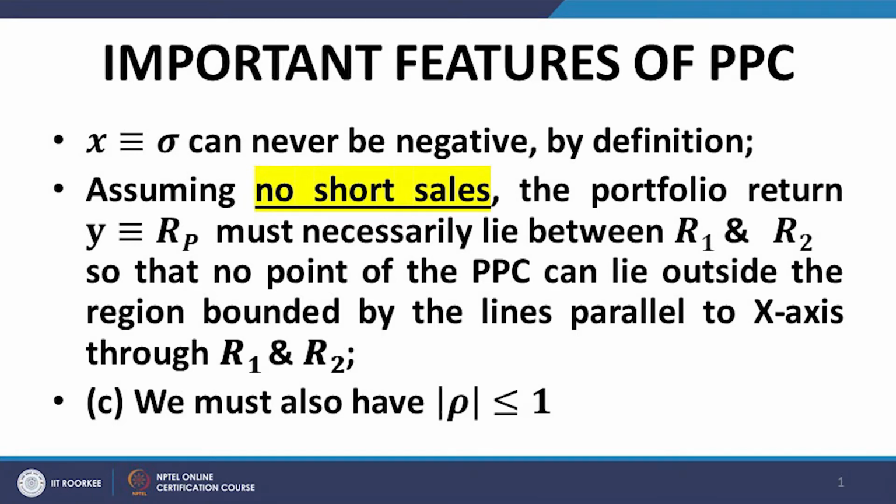The important features of this portfolio possibilities curve, which as I mentioned is a hyperbola represented by equation number 14: the first thing is that the portfolio possibilities curve must necessarily be confined to the right half plane, because sigma cannot take negative values, and hence there will be no point on the curve which lies in the left half plane. All the points on the portfolio possibilities curve must necessarily lie to the right of the origin with respect to the y axis.